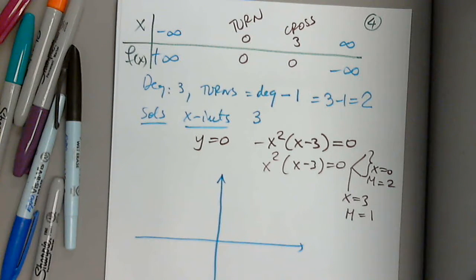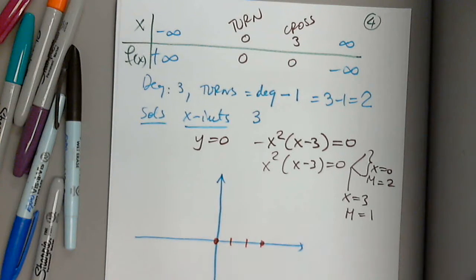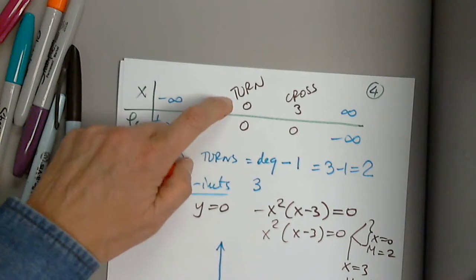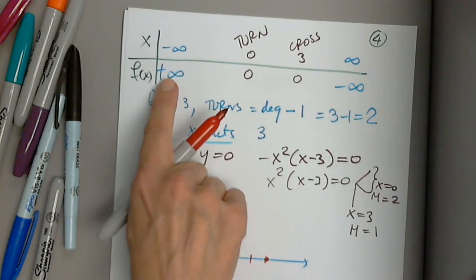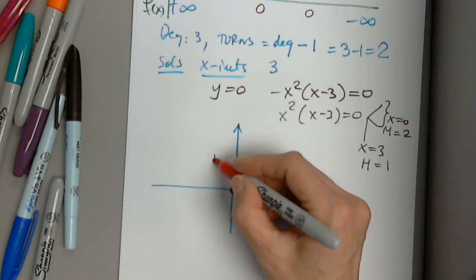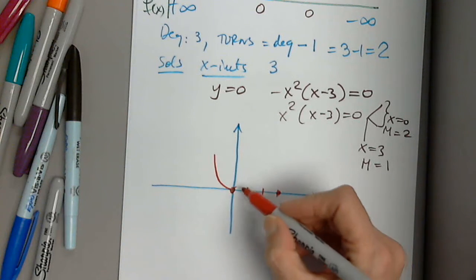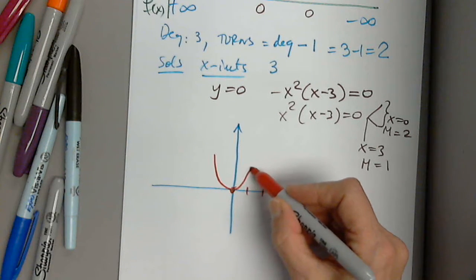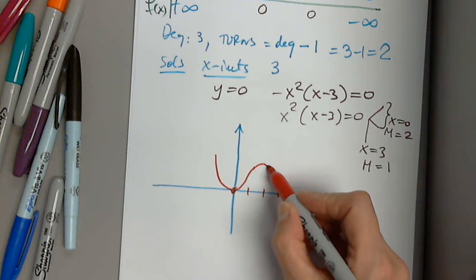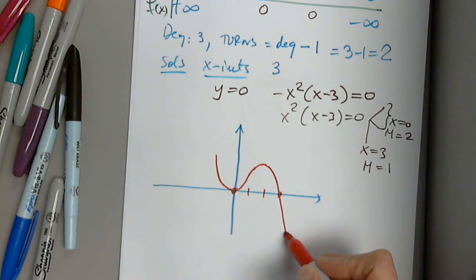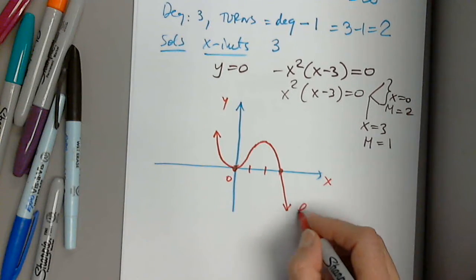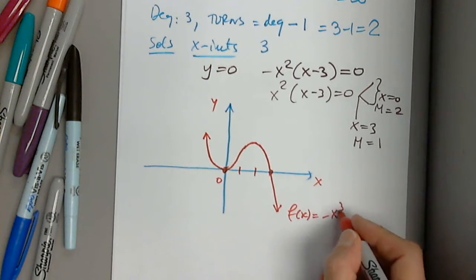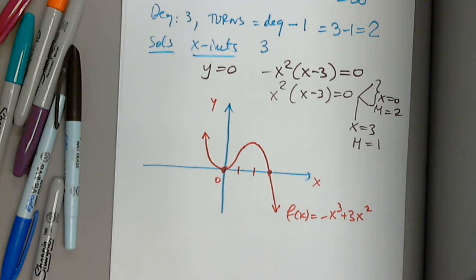So one more time. This is one point. This is the other. I didn't say anything about the y-intercept because when x is 0, y is 0. It's coming from positive infinity. It turns at the origin. Comes up to a maximum. We have no idea how high. It comes down to cross at (3, 0) and go into negative infinity. And this is the graph of f of x equals negative x cubed plus 3x squared.